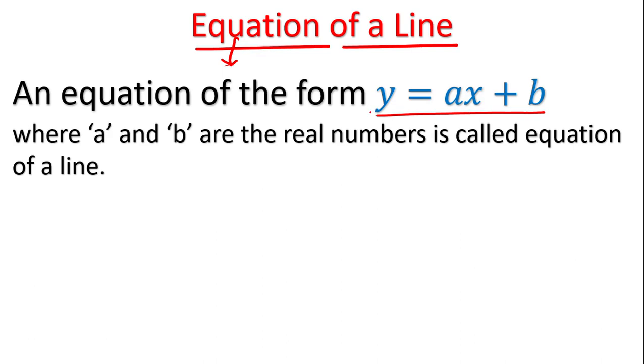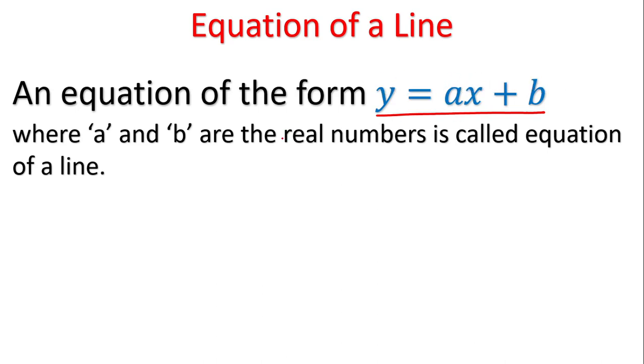Okay. Now here you need to understand that I have written 4 letters. In my previous videos I have told you that if you see any letter, then that letter represents a variable. But here you can see we have taken 4 letters: y, a, x, b. But here I will say we have only two variables, and variables are y and x. A and B are constants.